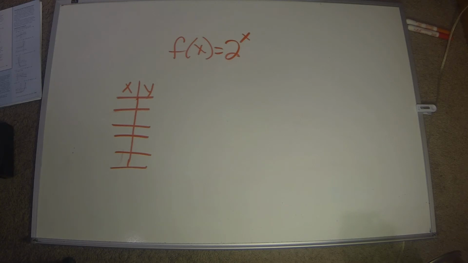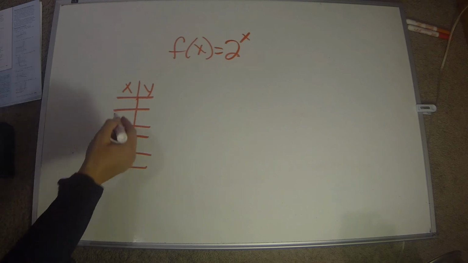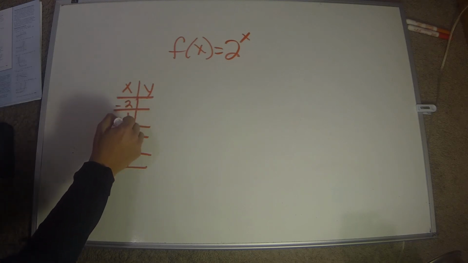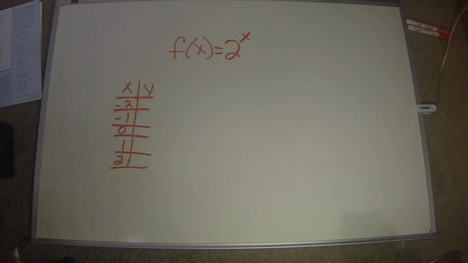So if we enter in, and with x, we can have negative exponents. We just can't have negative underneath the radical sign. So if we plug in, say, negative 2, negative 1, 0, 1, and 2, that will give us a good variety of what's going on the left and the right side of the origin.